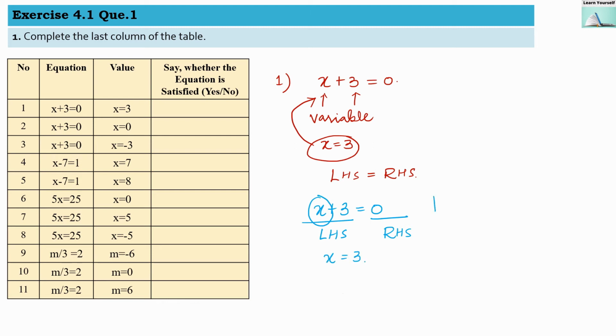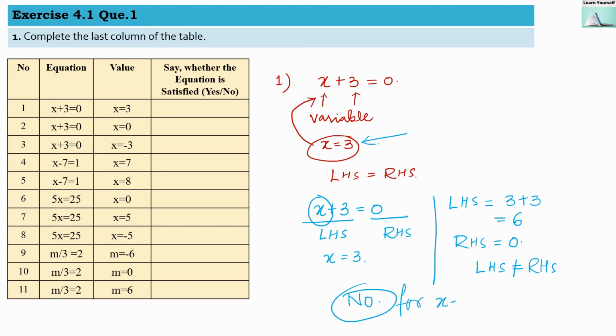So let us check what our LHS will give us. When we are solving LHS, it will give us 3 plus 3 equals 6. But our RHS is 0. So LHS is not equal to RHS. So here this equation is not satisfied for the value which they have given, that is x equals 3. So the answer is no, the equation is not satisfied for x equals 3. When we are taking x equals 3, this equation will not hold true.